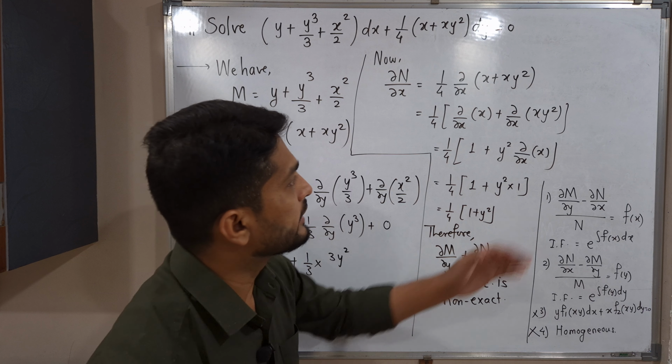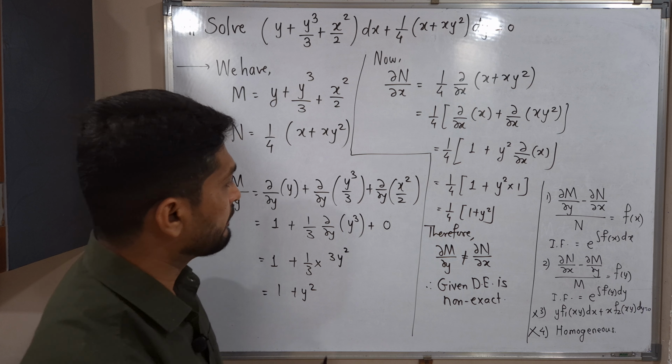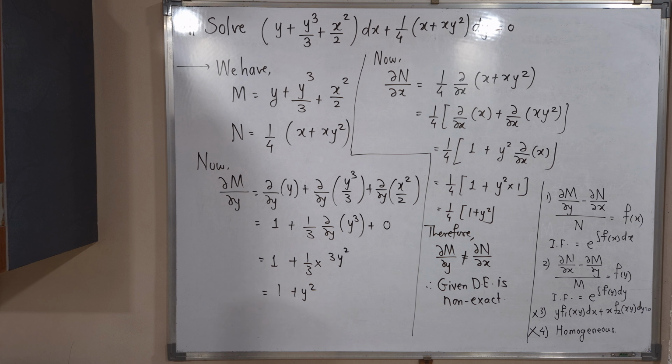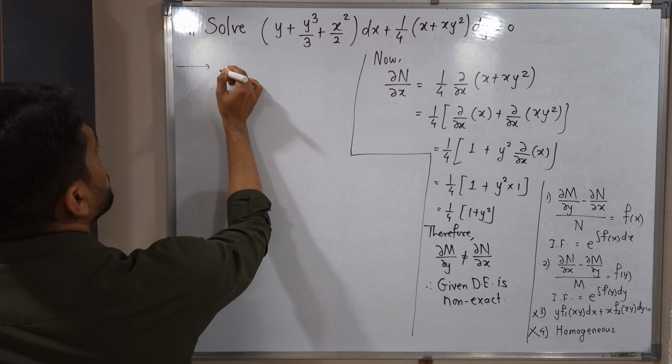I am supposed to calculate this one, but see, it's difficult to find space here. What will I do? I will make some space here and then we will continue. Okay. So let us continue. So I will go for the first method.